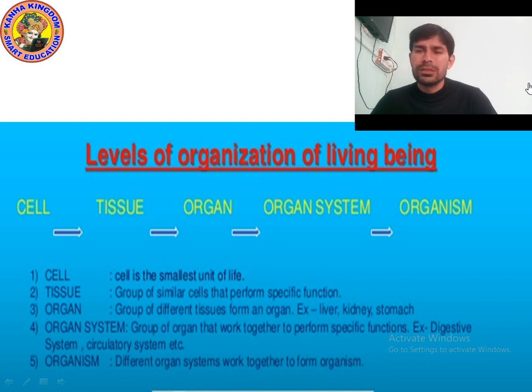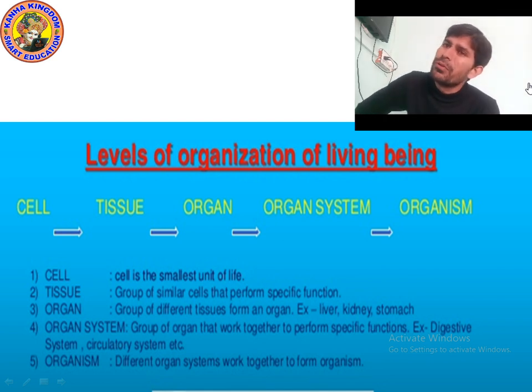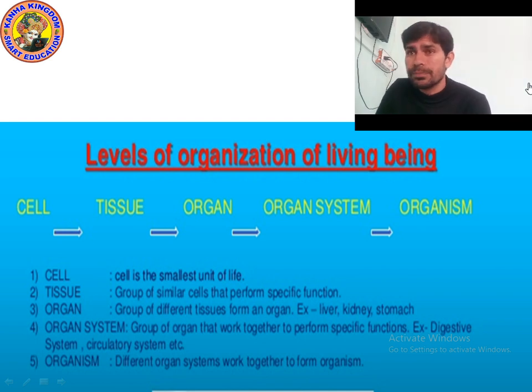Organ system. What is organ system? Organ system is a group of organs that perform a specific function together, like the digestive system and circulatory system. What is organism? An organism is formed when the different organ systems work together.